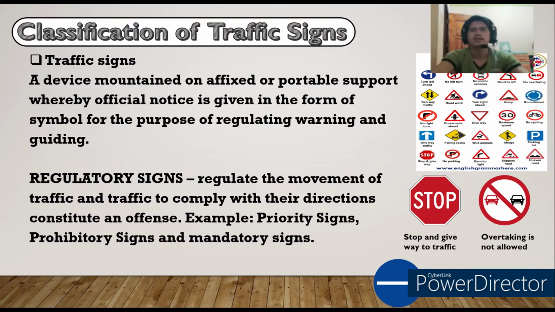The next example of regulatory signs is the prohibitory sign. Prohibitory signs indicate regulation which is prohibitive or restrictive in nature. For example, if we see this sign with two vehicles and a prohibition mark, it means overtaking is not allowed.